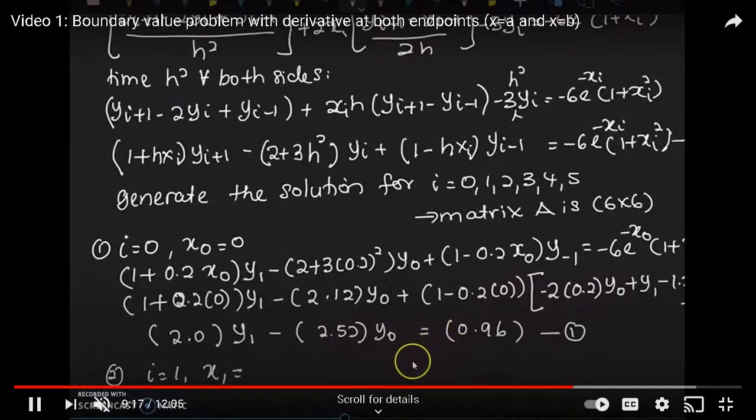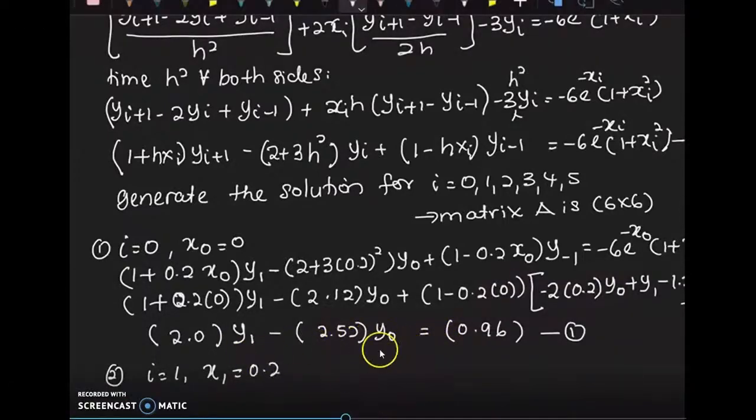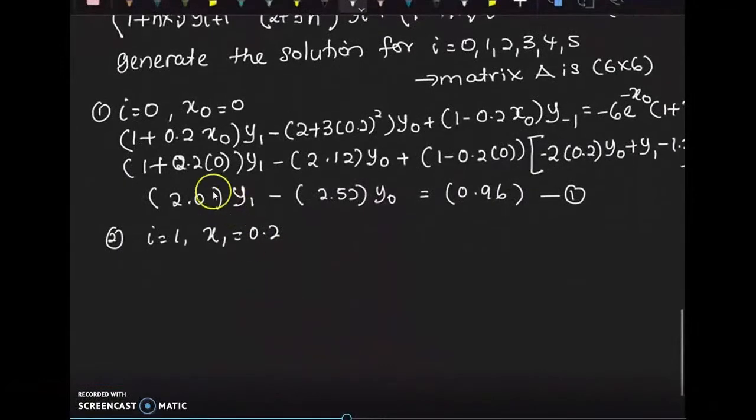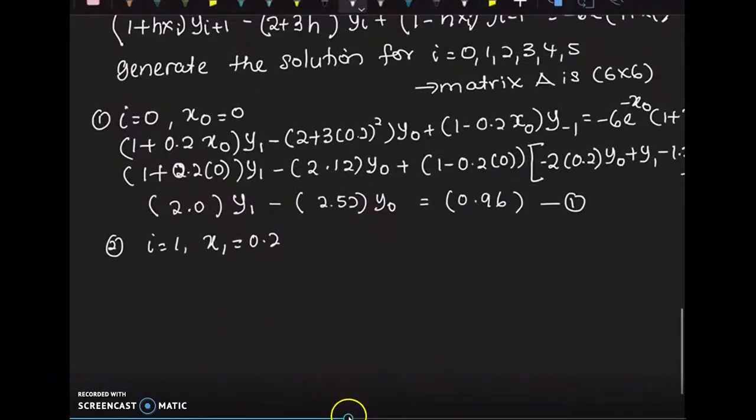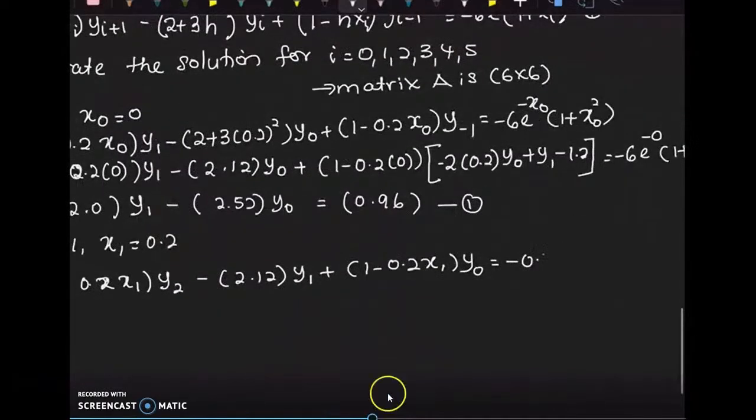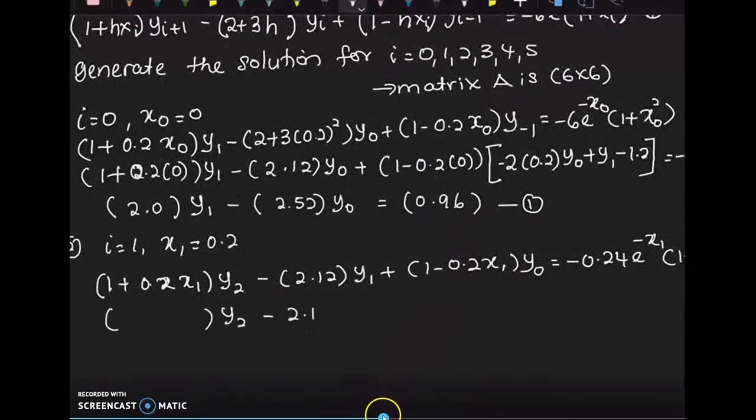You have 3 points again, y1 and y0, right? And then you generate when I equal to 1, x1 is 0.2 because this is the x axis. There is no problem here because your grid is only 0, 1, and 2. You just insert the value of X1 and then the value of H, the parameter for the coefficient Y2, Y1, and Y0. If you put it a different way, it's no problem. You put I minus 1 at the first stage, first expression, it's okay.